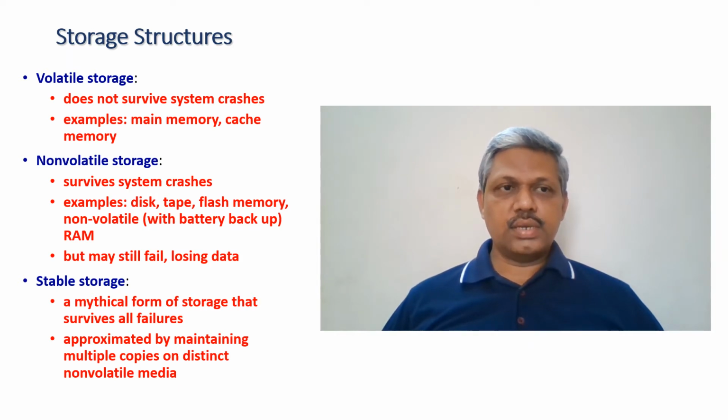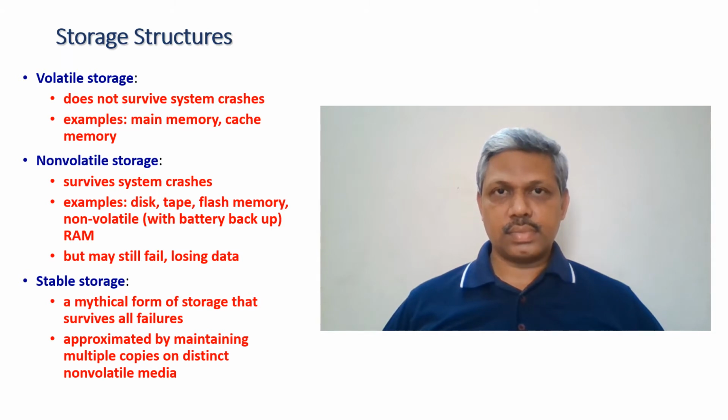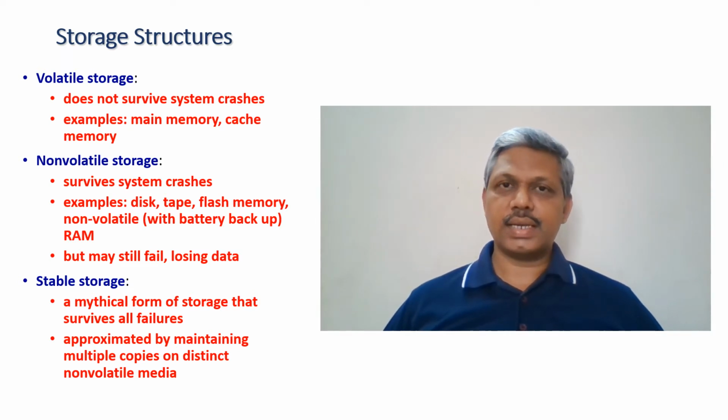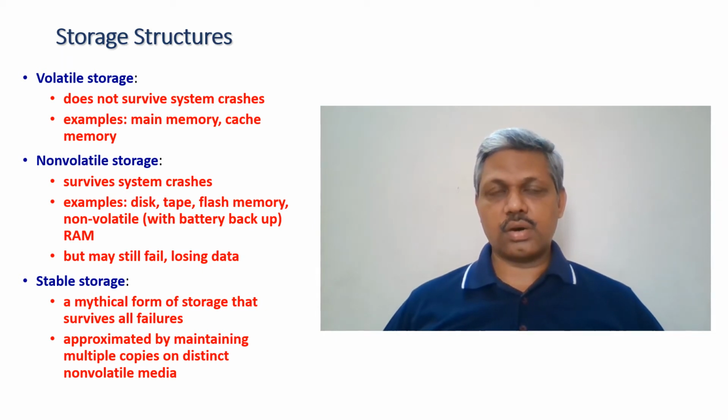When it comes to volatile storage, this is RAM, temporary memory like cache memory. Main memory also can be treated as volatile storage because it is attached to the CPU. Or simply putting it, any memory that is attached to the CPU can be treated as volatile storage because they are prone to crash or failure at any point of time. Simply, we cannot depend on it 100%.